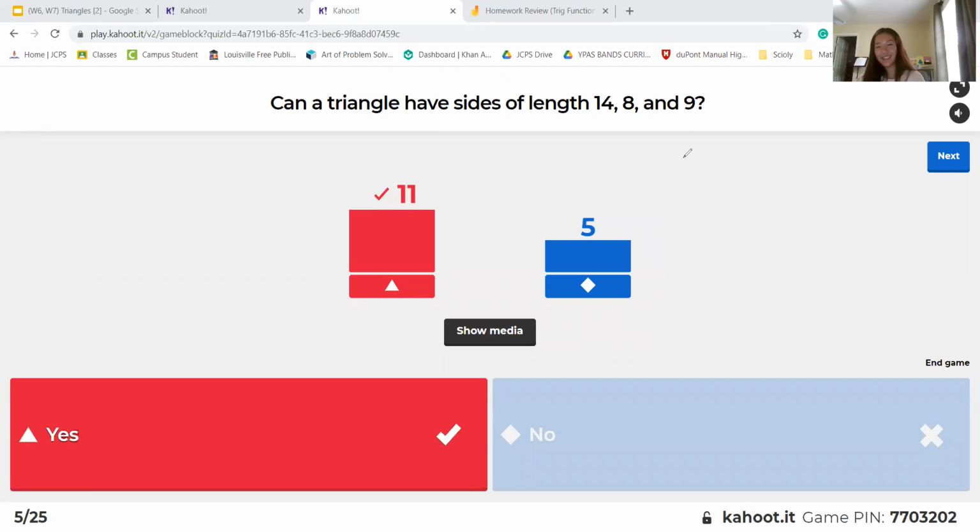So if you add any 2 of these sides, it's bigger than the third one, so it's a triangle.